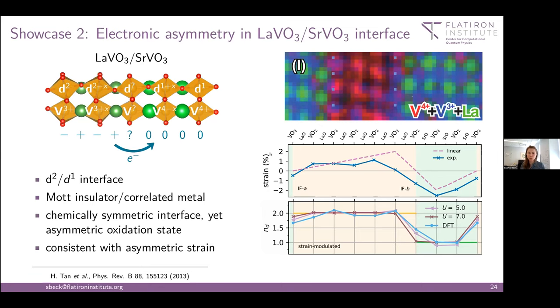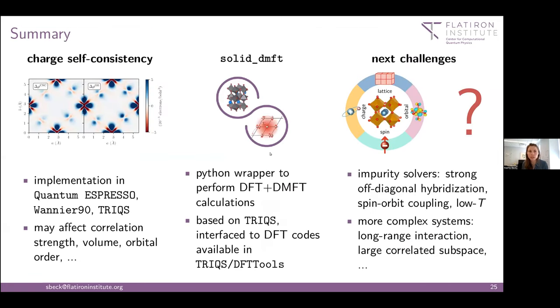Right, so this brings me to my summary. I talked about the self-consistency, the recent implementation, and the potential effects that one can expect, and also that this is important for larger systems. I've shown you this DFT plus DMFT code, solid DMFT, that we've implemented, which is based on TRIQS, an interface to most DFT codes that are available in TRIQS DFT tools.